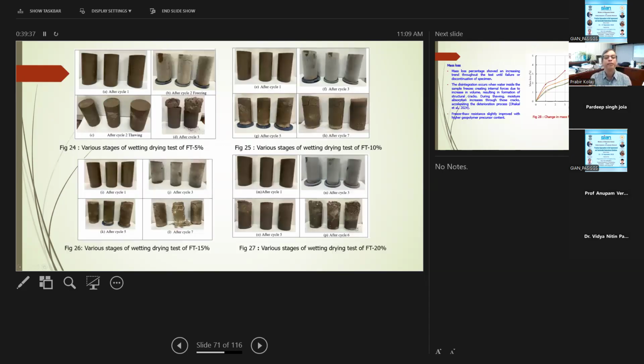But for freezing and thawing with 5% fly ash and 5% GGBS, this is after 1 cycle, after 2 cycles, and after 3 cycles. This is what is happening with freezing and thawing. And then also wetting, drying, and freezing thawing. This is not wetting drying, this should be freezing thawing. This is also freezing thawing, but 10%. This is 5%, this is 10%.